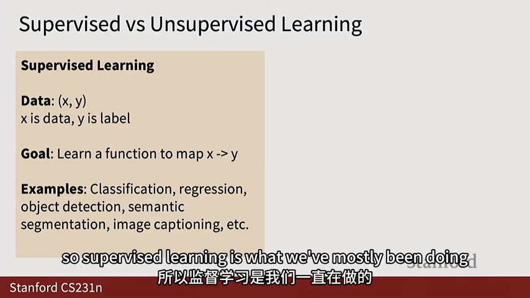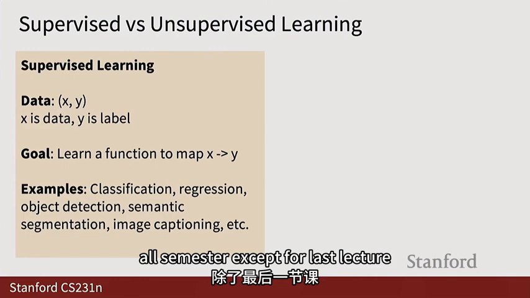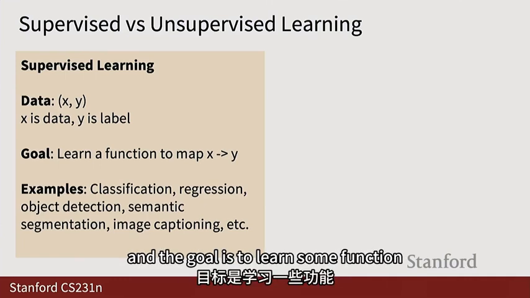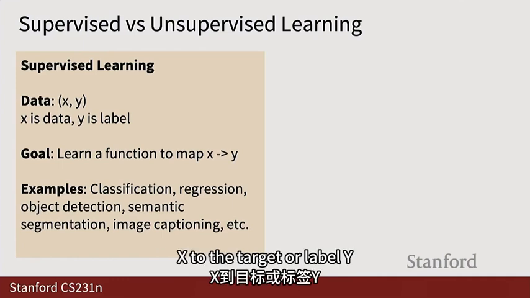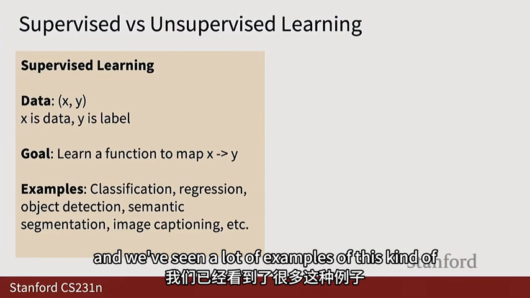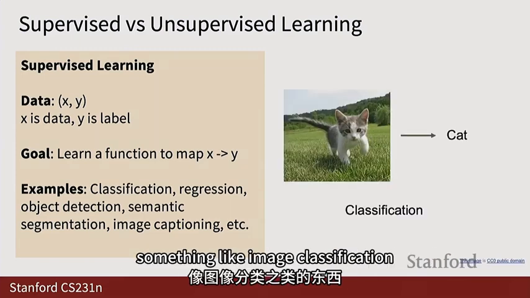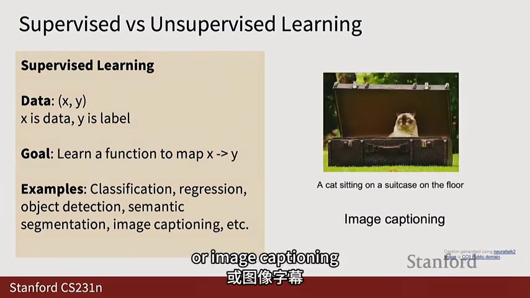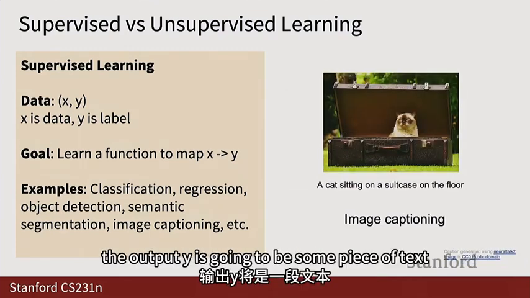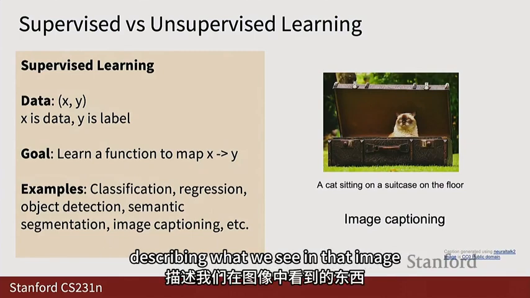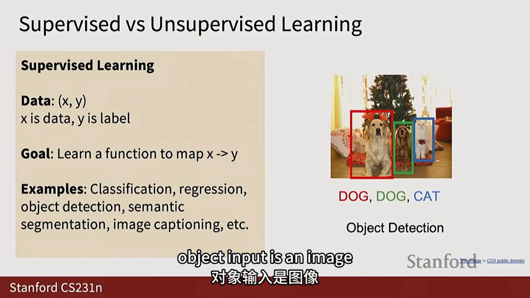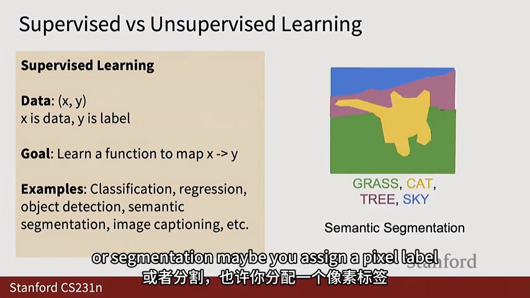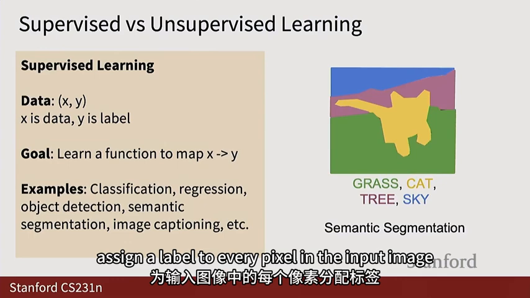So supervised learning is what we've mostly been doing all semester, except for last lecture. In supervised learning, we have a data set of pairs x and y. And the goal is to learn some function that maps from the input data x to the target or label y. And we've seen a lot of examples of this kind of approach so far. Something like image classification: our input x is an image, the output y is going to be a label. Or image captioning: the input x is going to be an image, the output y is going to be some piece of text describing what we see in that image. Object detection: input is an image, output is a set of boxes and category labels describing the objects that appear in the image. Or segmentation, where maybe you assign a label to every pixel in the input image.